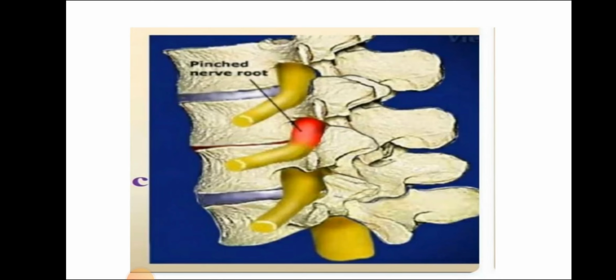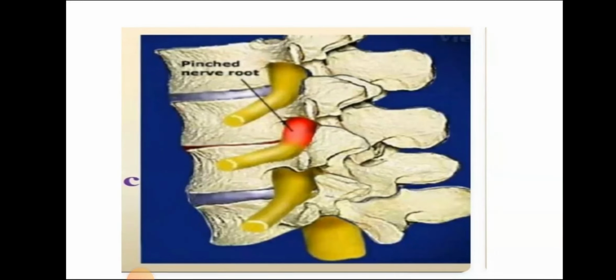Because of this weakness, decay and collapse of the nucleus center and fibrous annular wall, the disc will close and there will be squeezing down on the nerve root, which results in pain. So you can see in the image the pinched nerve root. That is step 2.